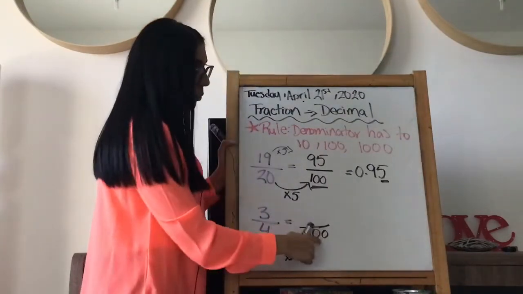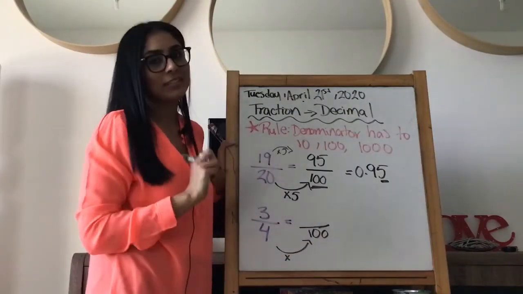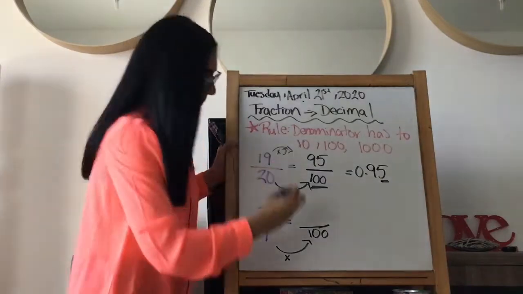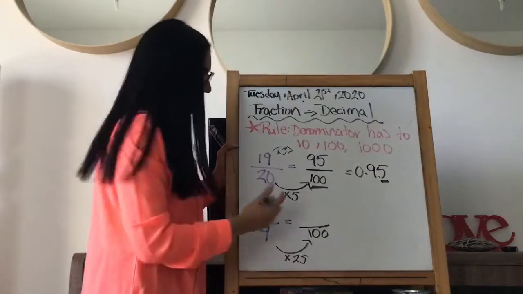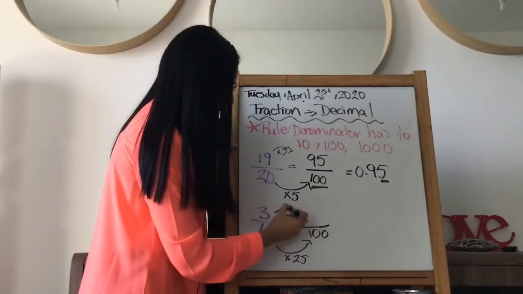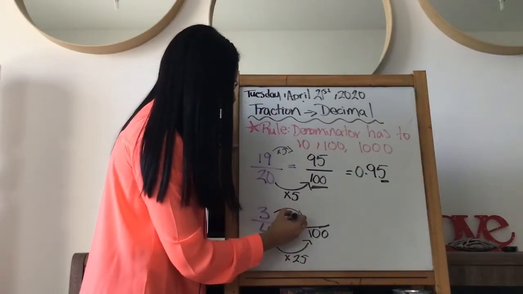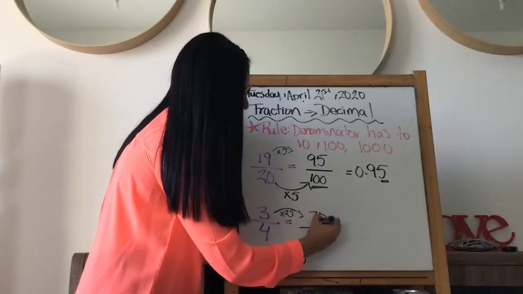Okay, 4 times what is 100? Because that does work. 4 times what is 100? 25. Again, your mental math. If I do it to the bottom, I have to do it to the top. So 3 times 25 is 75.